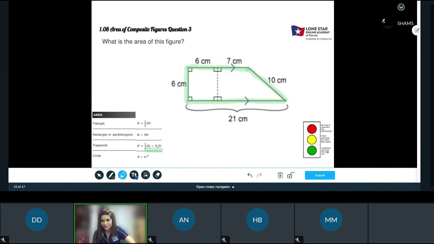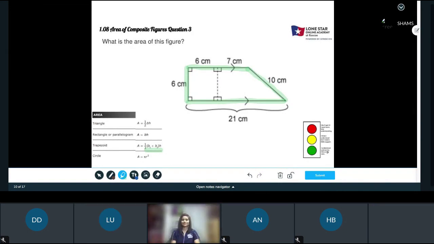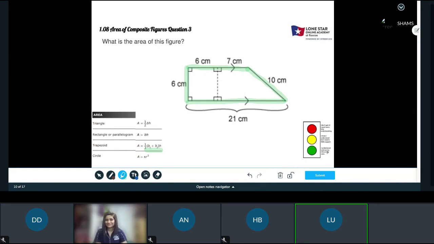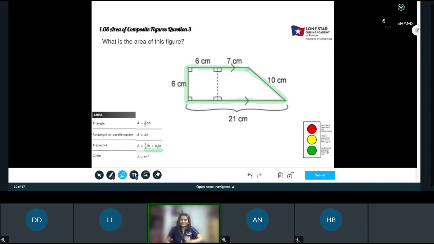Landon, hop on the mic, please. How is that a trapezoid? Because it only has one slanted side. Who is going to help Landon out? See, there's a trapezoid in it. Lexi, hop on the mic.